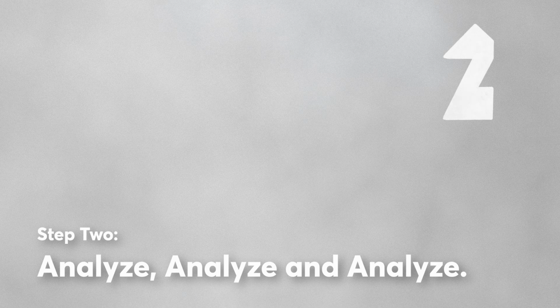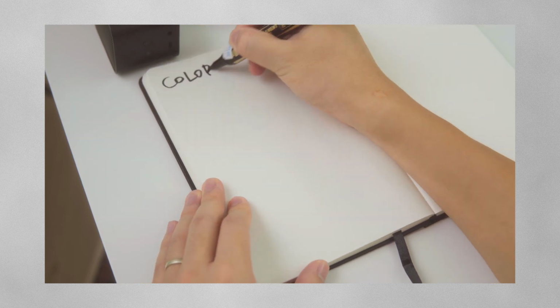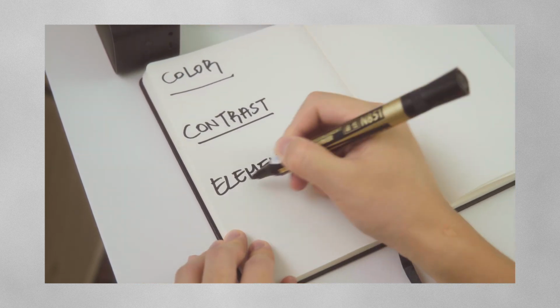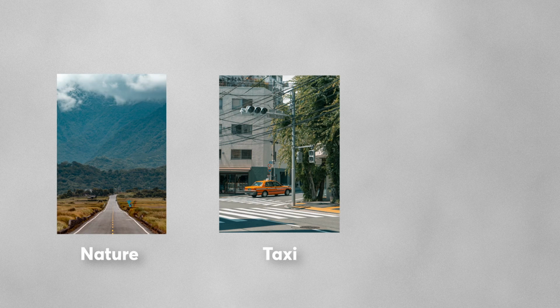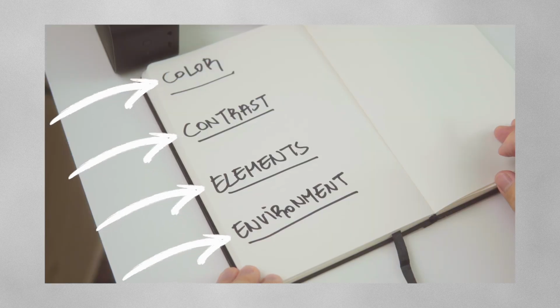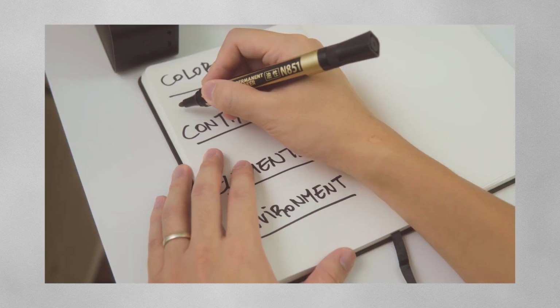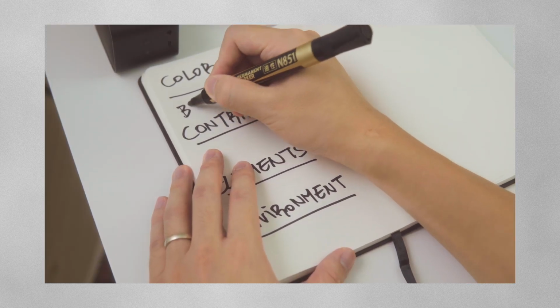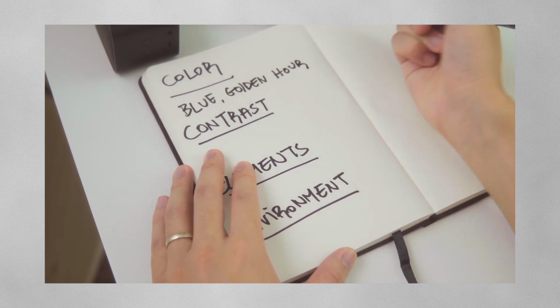Once you've got a good amount of them, we're gonna go to step 2, which is analyzing. Take out a piece of paper and write down these 4 categories: colors, contrast, elements, and environment. Now start writing down keywords of the things that you liked about each of the photos that you saved, and try to put them under one of these categories. So let's use this photo as an example. We can look at the colors first of all. Maybe because it's shot during the golden hour, you could say that you really like the golden orange tone of the photo. So you can write down orange or blue as well.